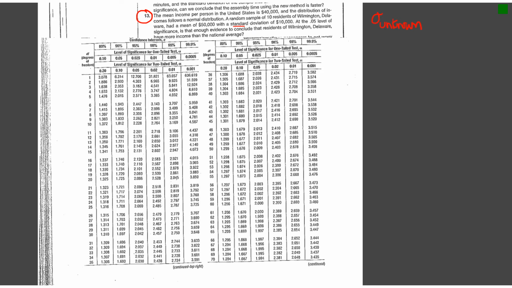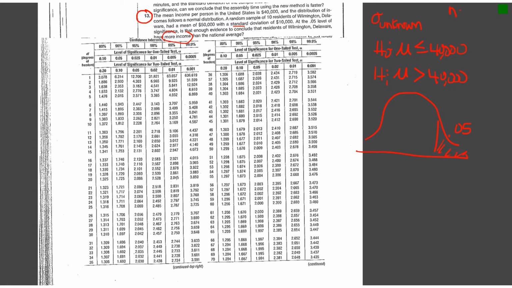The conclusion wants to be, notice it says have incomes more than the national average. So if we formulate our hypothesis statement, the alternate is going to be greater than 40,000, and therefore the null is less than or equal to 40,000. So we know that this is going to be an upper tail test. The alpha level is going to be 0.05.